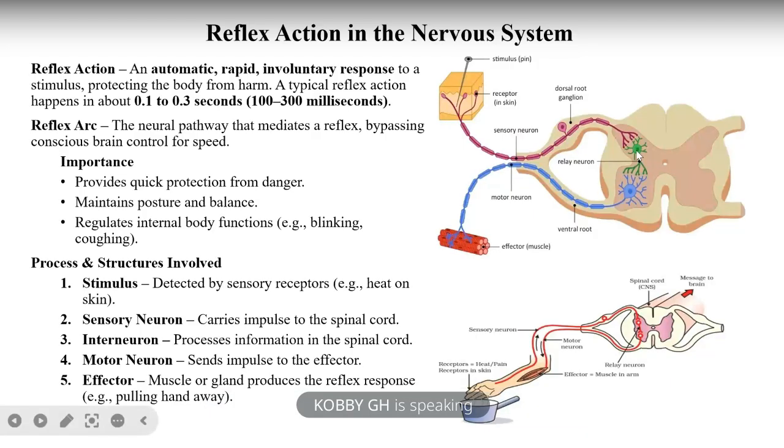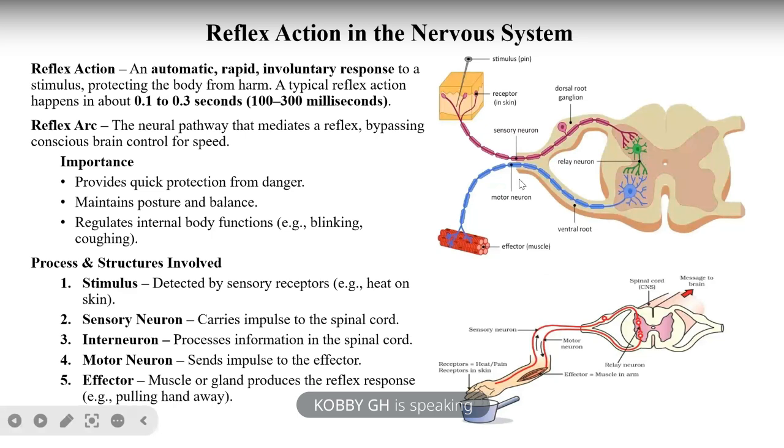So all the integration. For example, someone has pricked your skin with a pin. Your sensory neurons will pick the signal and send it to the spinal cord. When it gets to the spinal cord, it relays it to what? The relay neuron. The relay neuron will now integrate, meaning it will process and interpret. It will process the information, then say, okay, let's send information back to that part of your body to move it away from the prick. So it will send the information to that part of the body.